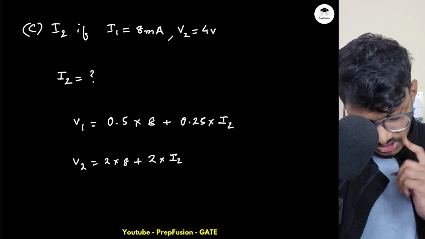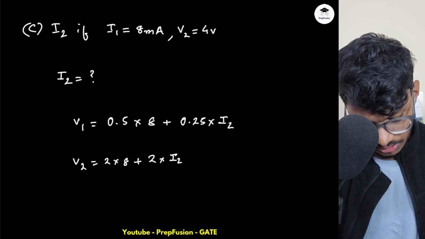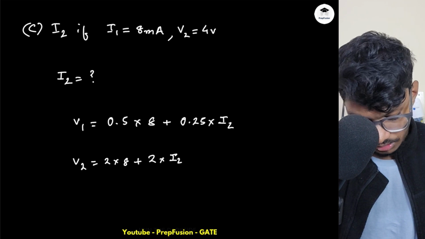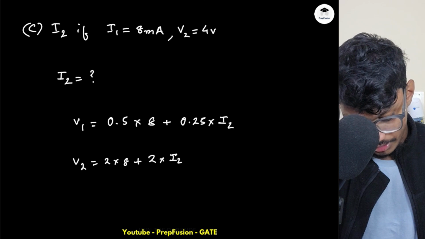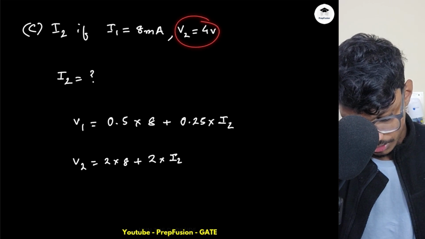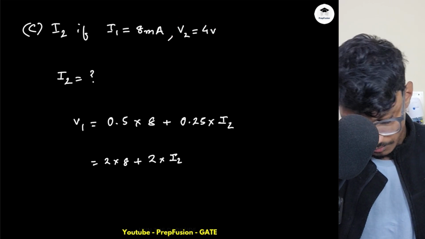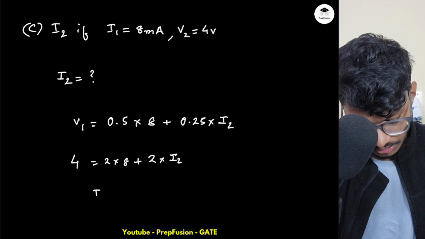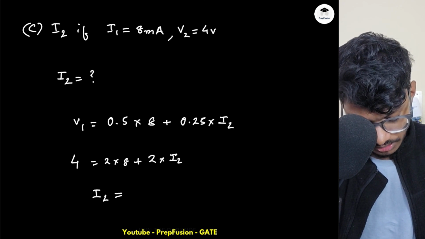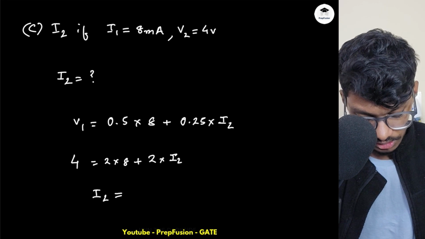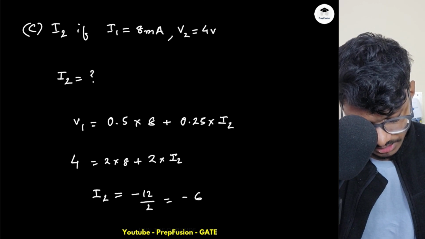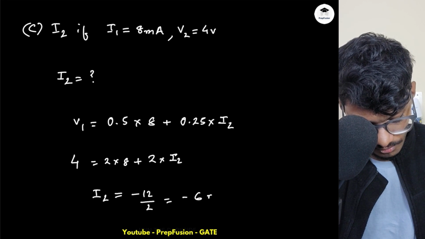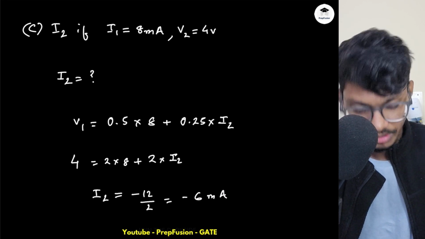So basically what will happen over here? V2 they have given me as 4 volts. So from this equation I can simply find out my I2. So what will be my I2? This is going to be negative, so 4 minus 16, minus 12, divided by 2. So your I2 will be minus 6 milliamperes. This will be in milli.